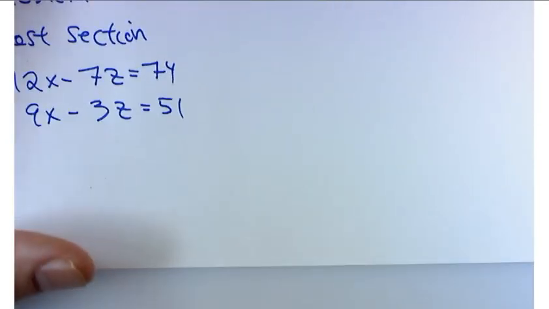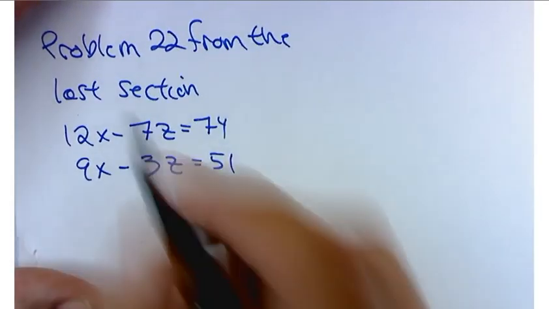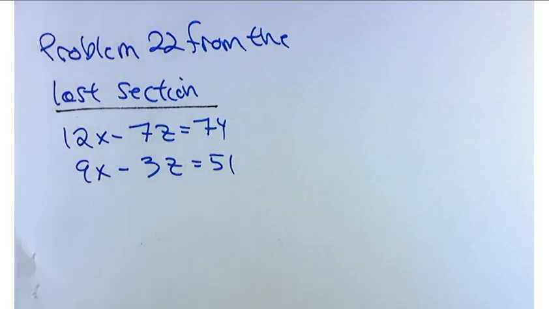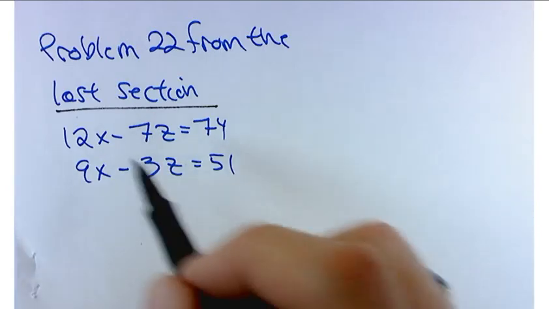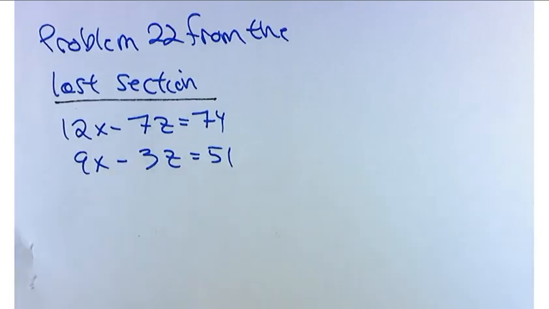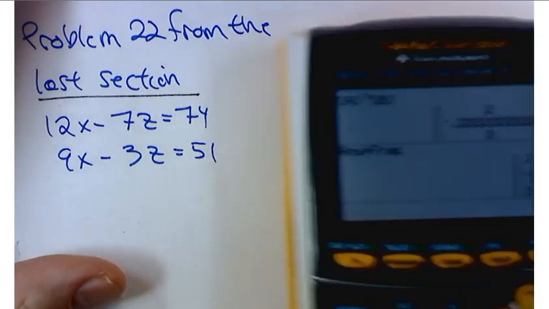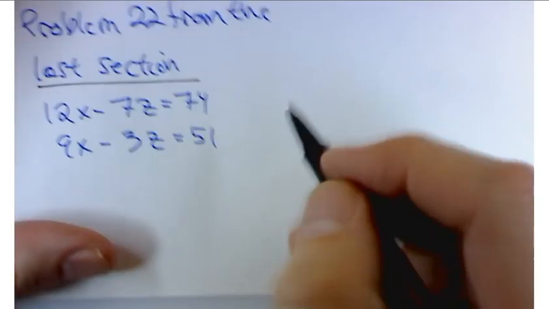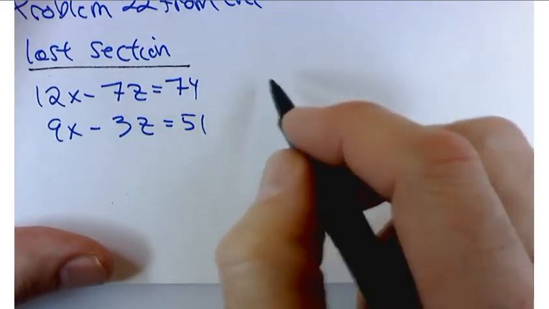But let's go back to problem number 22 from the previous section. Let's practice setting these things up again. You might remember in problem number 22, we ran into this little problem. And it was kind of a lot of work to solve that by hand. Remember, we had to divide by 3, and it was a pain. So let's see how that would look solving this as a system of equations.